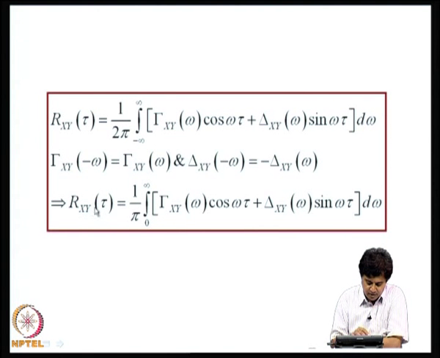We can use that property and write Rxy of tau as 0 to infinity 1 by pi, now, not minus infinity to plus infinity. See, gamma xy is even, cos is even, so the product is even. This is odd, sine is odd, so odd into odd is even. So, this integrand here is even, therefore, I can write it as 2 into 1 by pi, 0 to infinity. Okay.